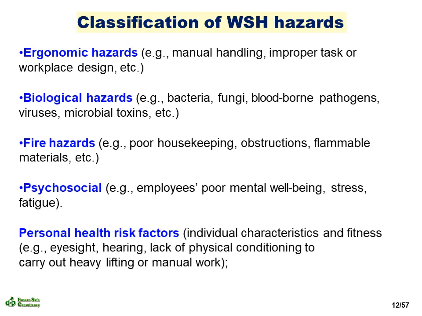Classification of WSH hazards continued. Ergonomic hazards, e.g., manual handling, improper task or workplace design, etc. Biological hazards, e.g., bacteria, fungi, bloodborne pathogens, viruses, microbial toxins, etc. Fire hazards, e.g., poor housekeeping, obstructions, flammable materials, etc. Psychosocial, e.g., employees' poor mental well-being, stress, fatigue. Personal health risk factors, individual characteristics and fitness, e.g., eyesight, hearing, lack of physical conditioning to carry out heavy lifting or manual work.